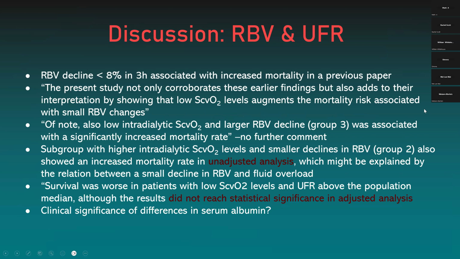They then go on to talk about, sorry, this is not a very pretty slide, it's very wordy, but they go on to talk about the fact that if you don't tolerate a relative blood volume decline greater than 8% in 3 hours, that you are more likely to have increased mortality. And they go on to discuss this paper that we're reviewing, and they say it not only corroborates these earlier findings, but also adds to their interpretation by showing that low central venous oxygen saturation levels augments the mortality risk associated with small relative blood volume changes.